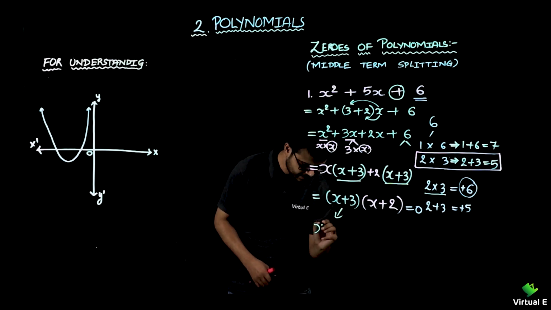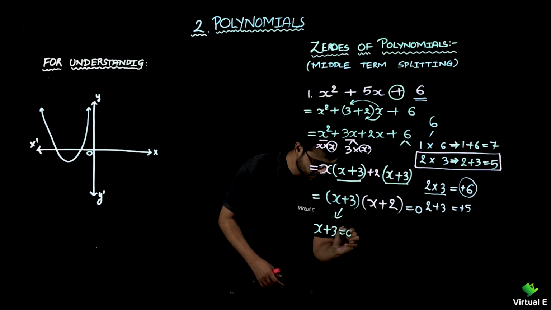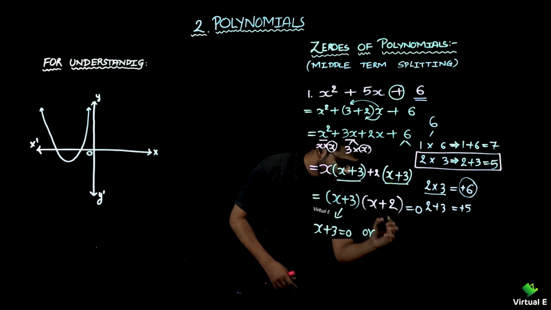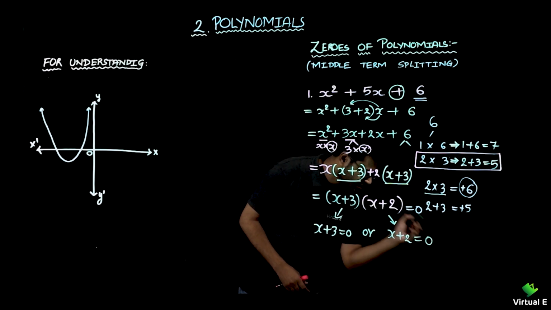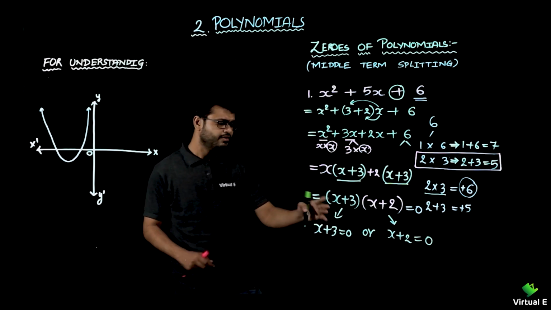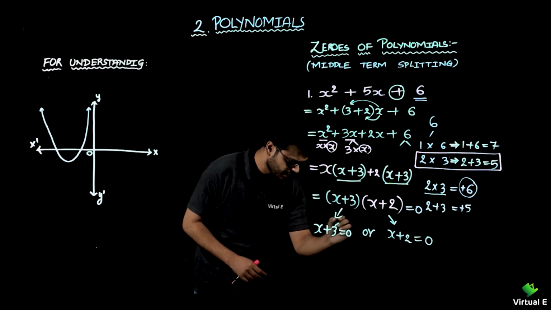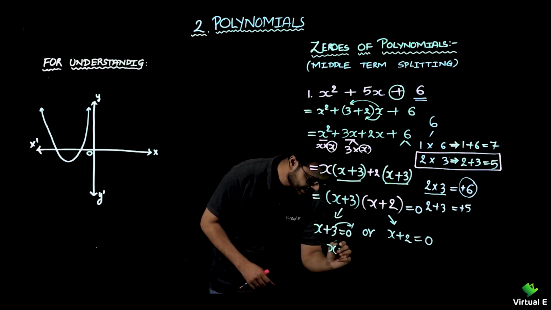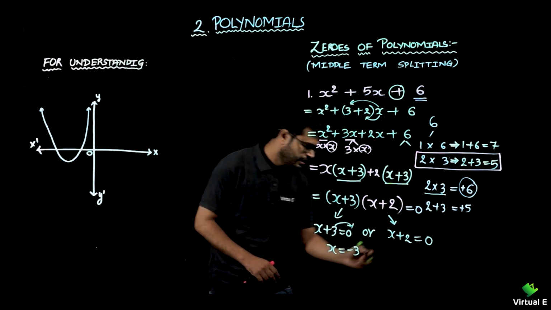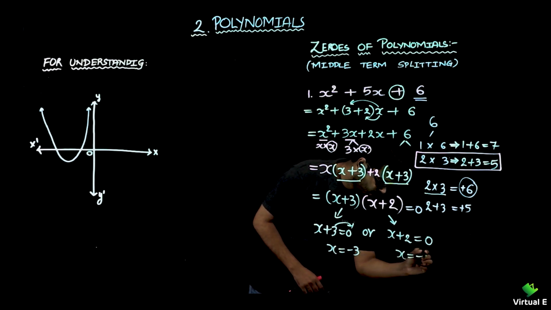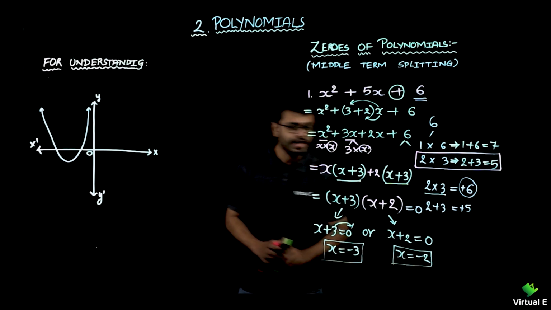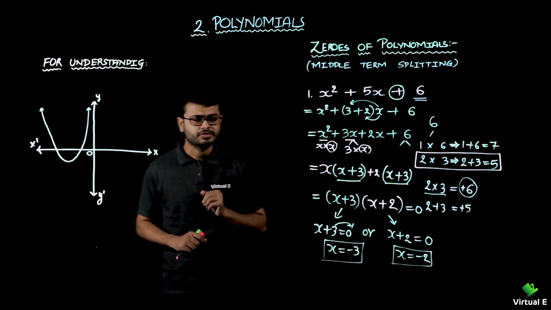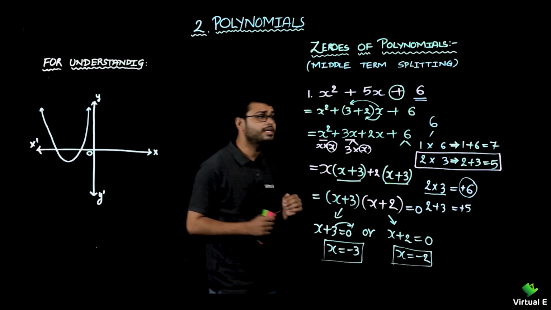Here x plus 3 is equal to 0, or here x plus 2 is equal to 0, right? Any of them can be 0. So let me shift over here, that will get x is equal to minus 3, and here x is equal to minus 2. So my two zeros are x is equal to minus 3 and x is equal to minus 2. Okay, let's repeat the step one more time.